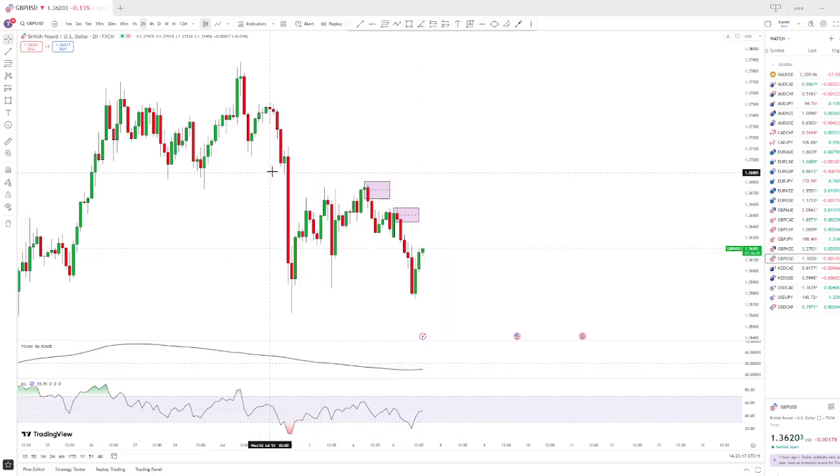I am tempted to mark out this region here, which is also going to be a pivot region, or you can also look at it as a drop-base-drop supply region. But let's just have it for the meantime. Yeah, so I think I have these 3 regions.